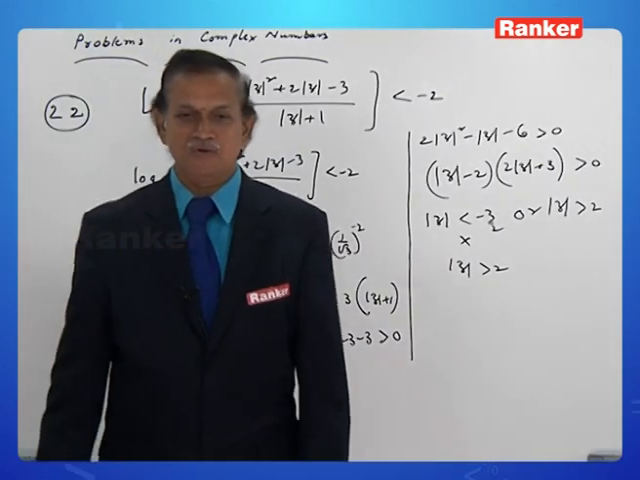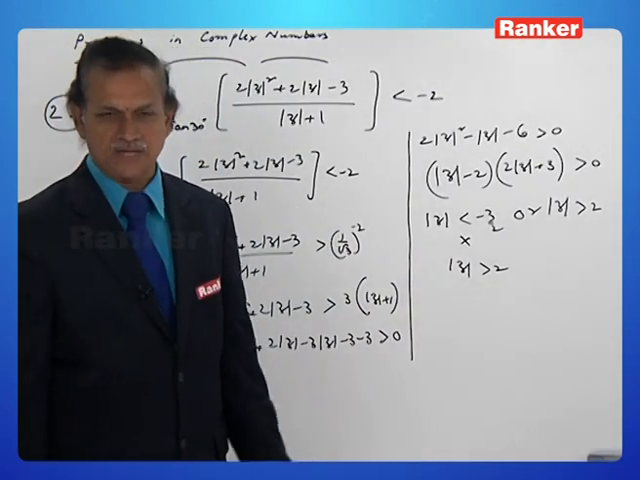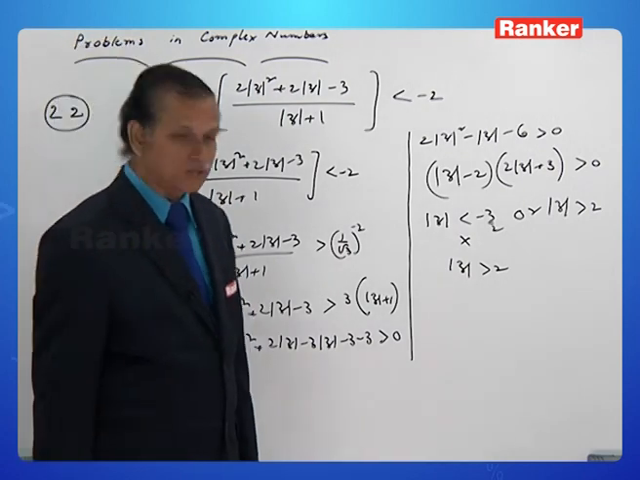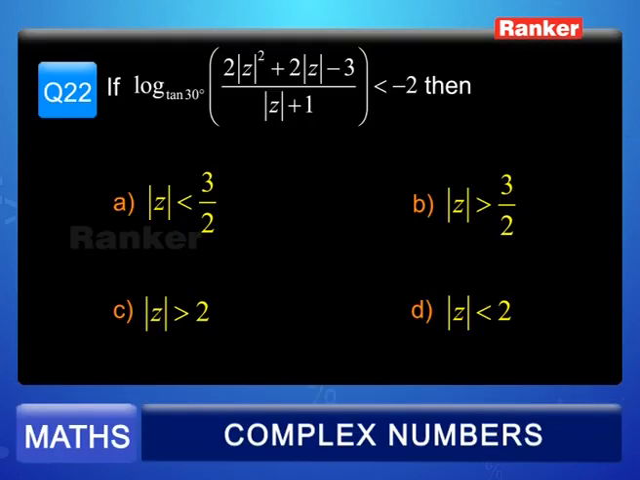Is it available among the options? Yes, it is available among the given options. Mod z is greater than 2. Hence, option C is the correct option, and the right answer is mod z greater than 2.